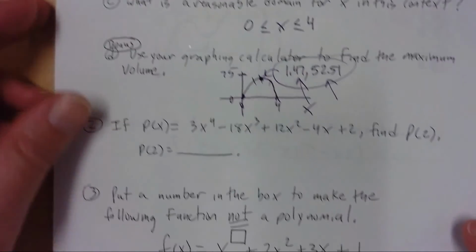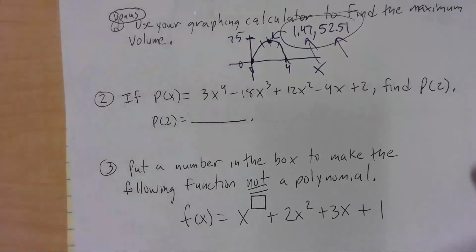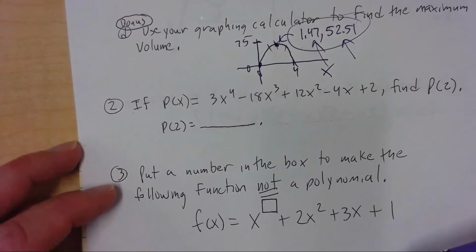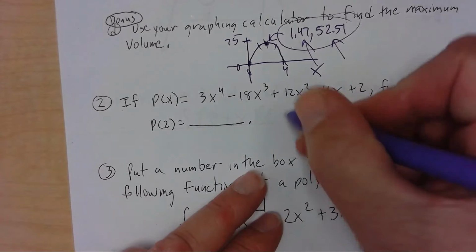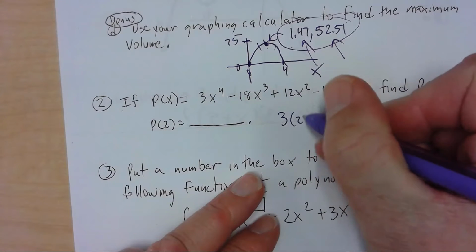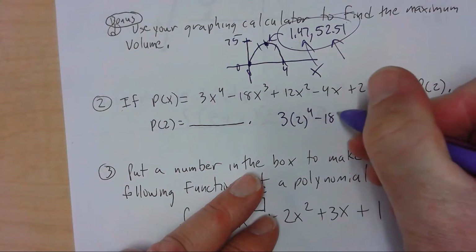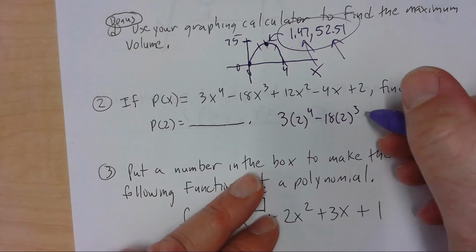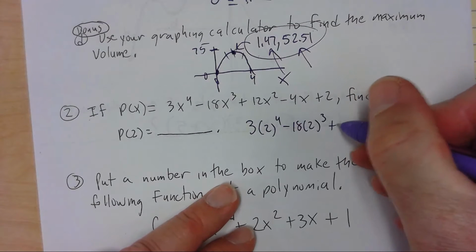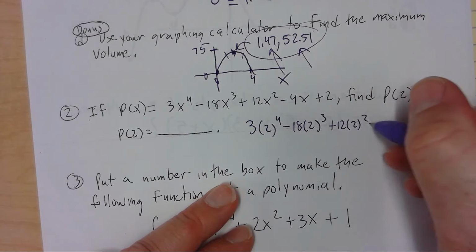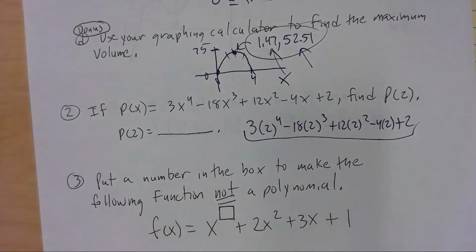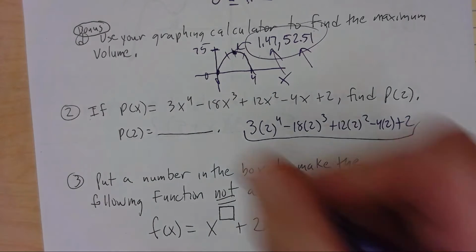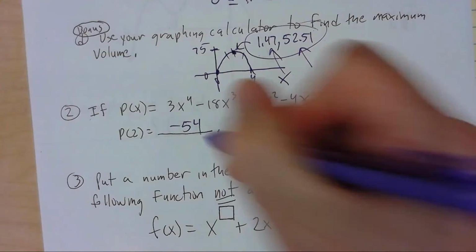All right, now we're going to put 2 in for x on the calculator. So it's going to be 3 times 2 to the 4th minus 18, 2 to the 3rd, plus 12 times 2 squared minus 4 times 2 plus 2. You type all that in the calculator, and you get an answer of negative 54.